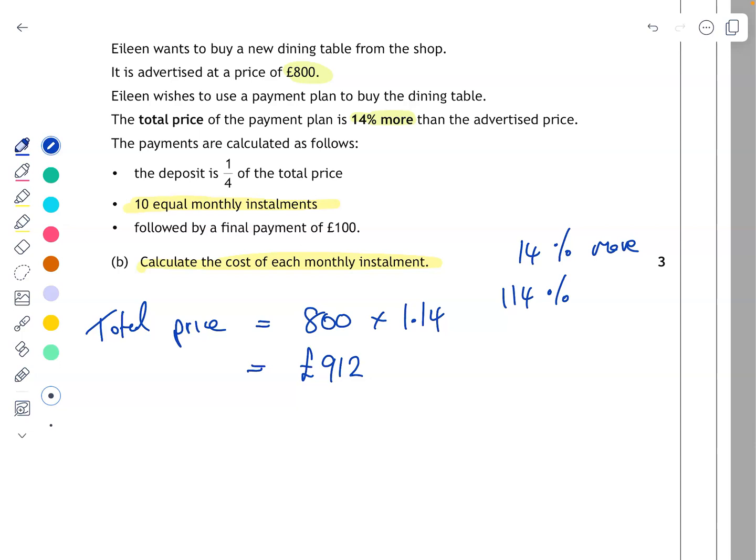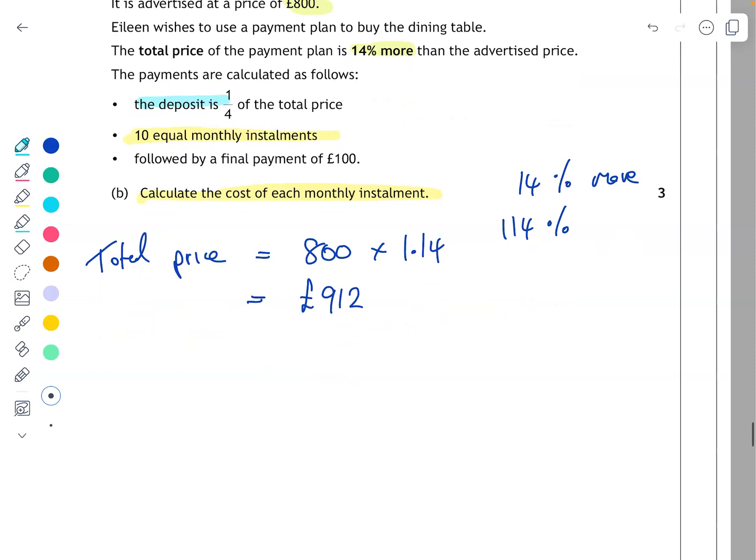So the deposit is a quarter of the price. So let's do the deposit. That is going to be a quarter of 912, so you do 912 divided by 4. So the deposit is £228. Then we've got a final payment of £100. There we go.